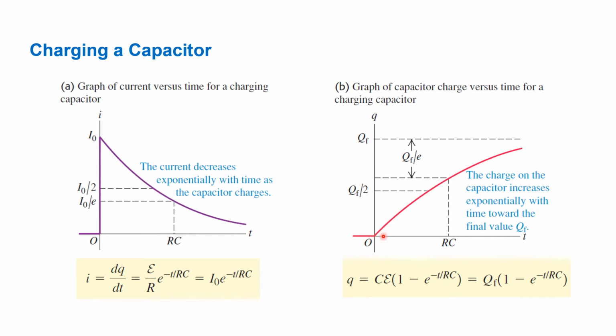And this is the graph for the capacitor charge versus time for charging a capacitor. At the beginning, at 0, you have 1 minus 1, which is 0, so Q is 0. And the charge on the capacitor increases exponentially because of this exponential expression. And if t is very big, the exponential goes to 0, and so you only have your Qf times 1.